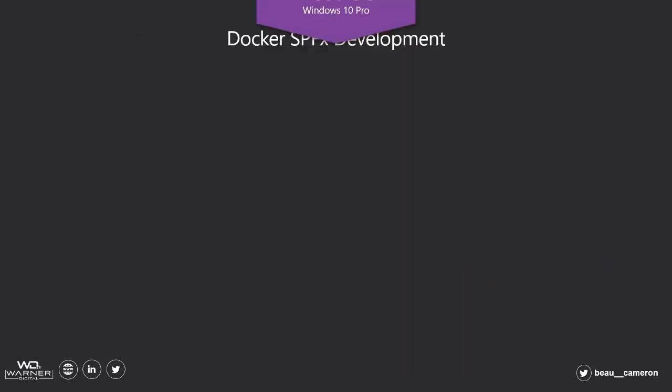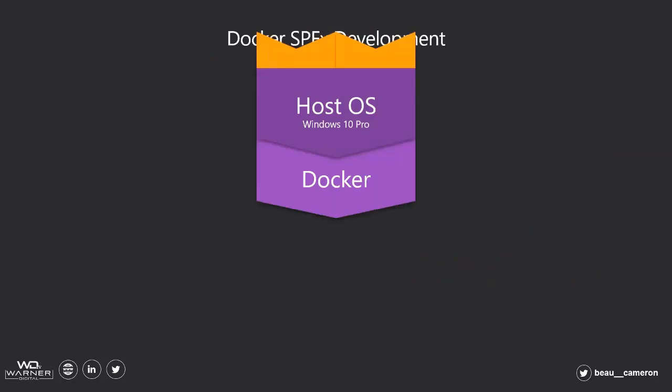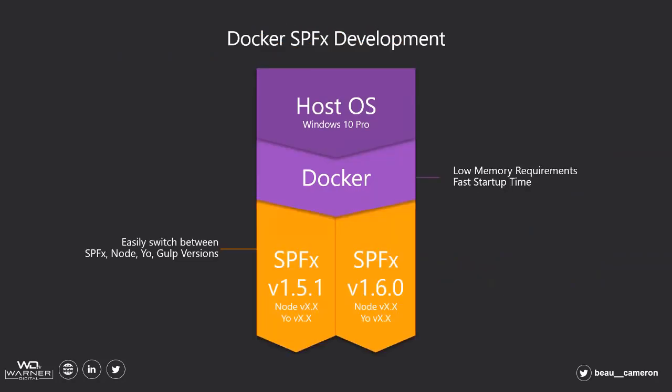How does that look? Well, you've got your host OS, which in this case for me is Windows 10 Pro. It doesn't have to be Windows 10 though. You can run this on Mac OS or I believe Linux as well. And so you can see here it starts with your OS. And then you install Docker, and then you're easily able to switch between versions, because what Docker does is it starts up a little mini VM. It's more complex than that.